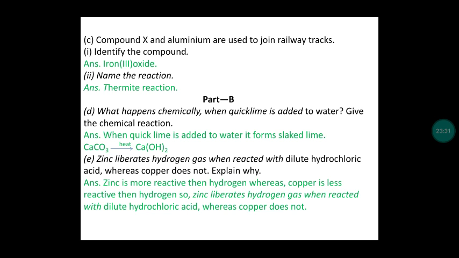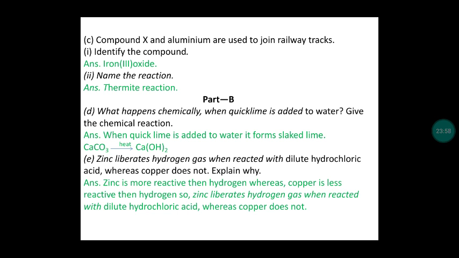What happens chemically when quicklime is added to water? Give the chemical equation. When quicklime is added to water, it forms slaked lime. The equation is given below. The chemical reaction, that is CaO, that is the quicklime, when water is added, gives Ca(OH)2, that is the slaked lime.